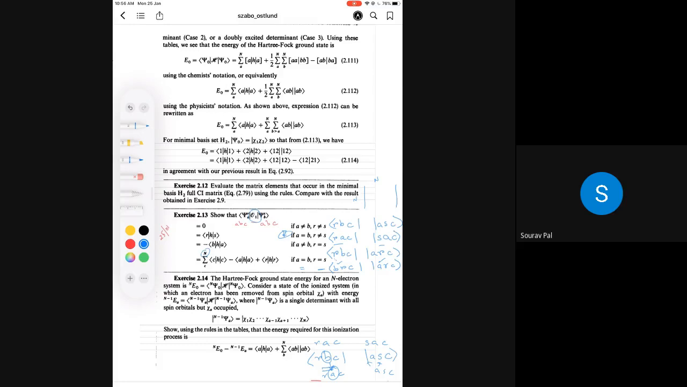Yes, 4, 2, 3, 153. So 153. 1 and 2 are equal. So it basically becomes the same orbital, but then you have to do an interchange on the right side to bring it in the same place, R and S.